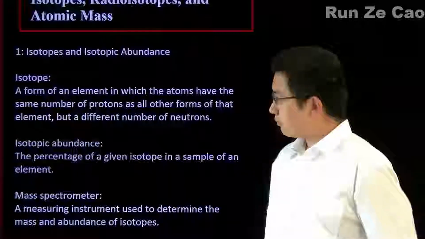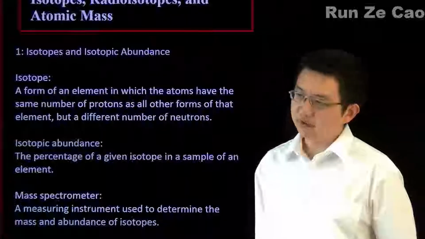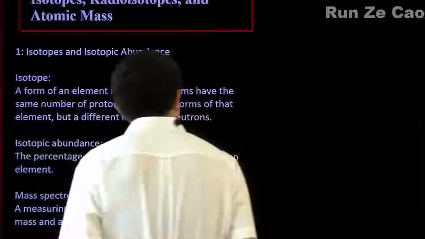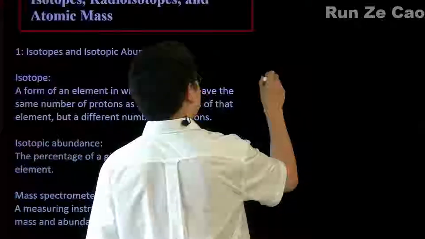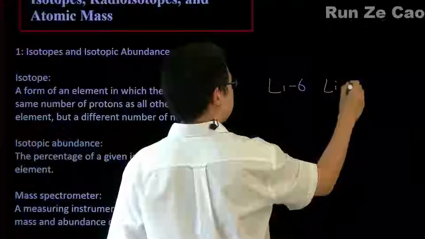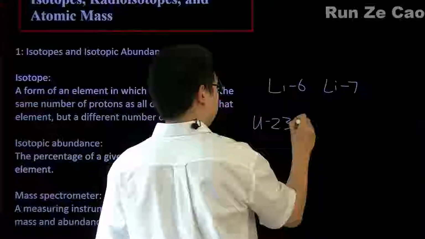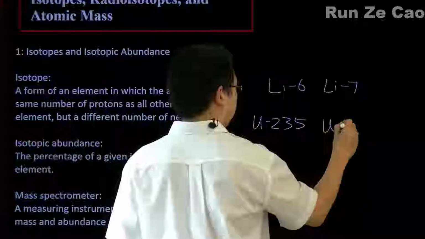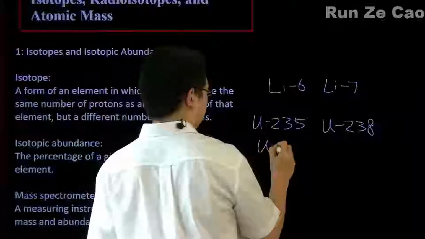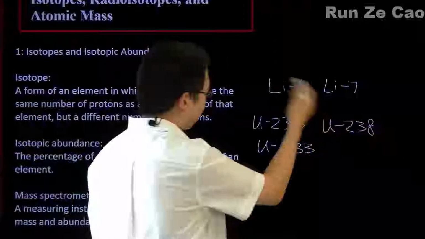So, on the subject of isotopes, same number of protons, same number of electrons, different numbers of neutrons. The question is, do they behave differently? Like say lithium-6 versus lithium-7, or U-235 versus U-238, or U-233, or any of the ones in between. So do they behave differently?